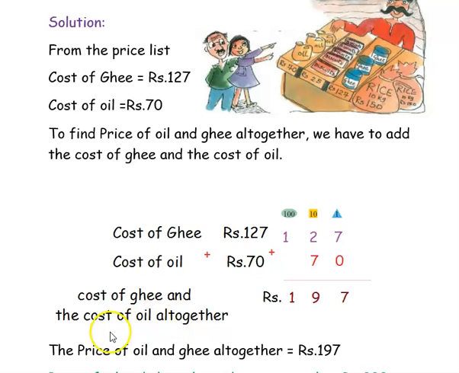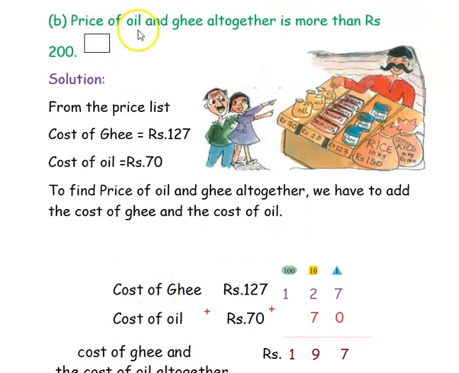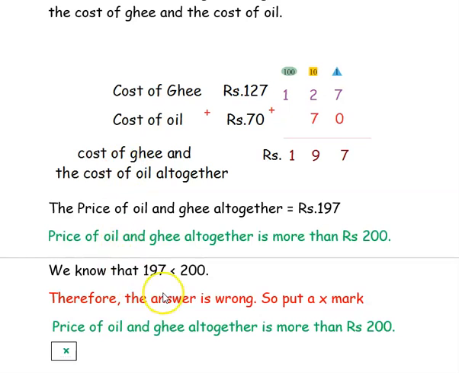So the cost of ghee and cost of oil altogether is rupees 197. Now, Sangeeta says the price of oil and ghee altogether is more than 200. We know that 197 is less than 200. So what is Sangeeta saying? Price of oil and ghee altogether is more than 200. But here it is less than 200. So Sangeeta's answer is wrong. So we have to put a cross mark in the box provided.